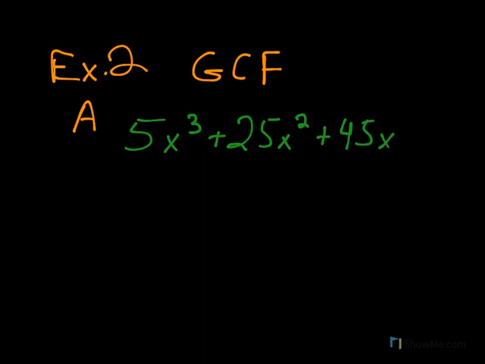Are you ready? Because I'm going to do this right here, right now, live. All they're asking is for the greatest common factor, so that's all I'm going to write. First, we look at the numbers. Which one is the greatest common factor between all the numbers? Remember, factors are things that you multiply to get 5, to get 25, to get 45. As you see, all of them are multiples of 5. So then my coefficients, 5 is my greatest common factor.